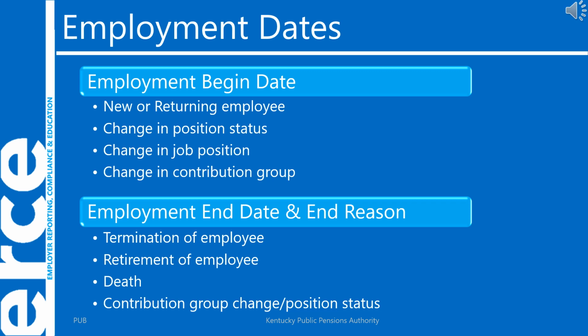In addition to these fields being used for the employee's hire date or termination date, if an employee changes position status, contribution group, or position title for hazardous duty employees, an end date and reason needs to be reported on the original record, and a new record with an updated begin date needs to be provided for the new status, group, or title. This allows KPPA to keep record of movement within the employee's career and helps us to maintain compliance in the employee's account.